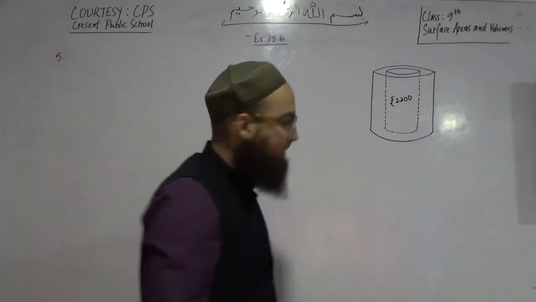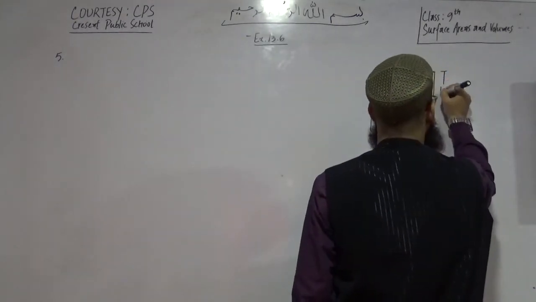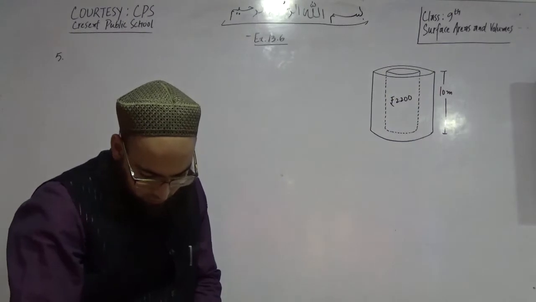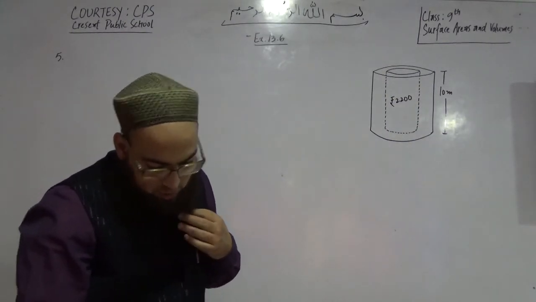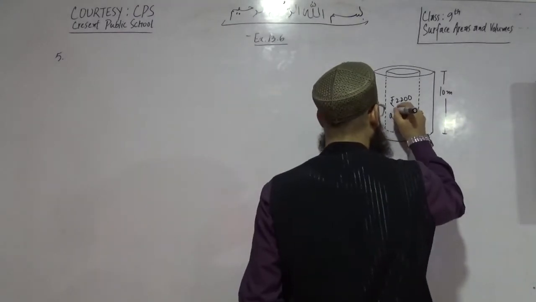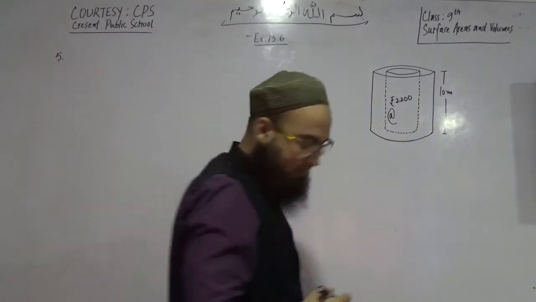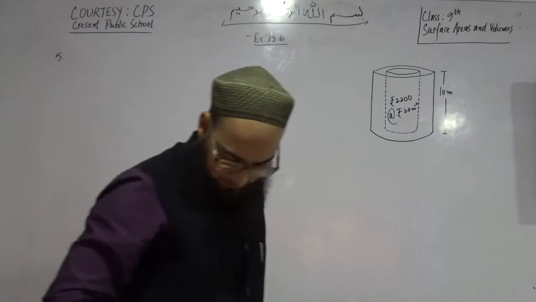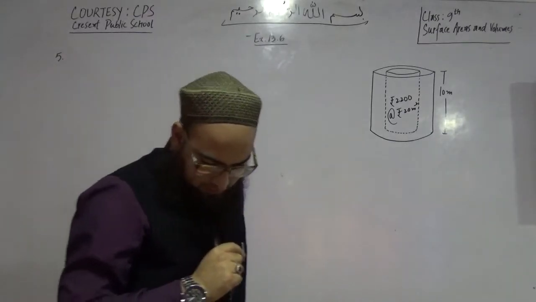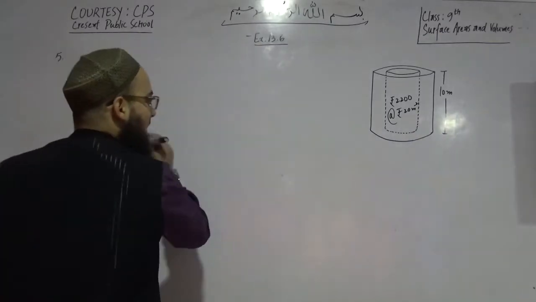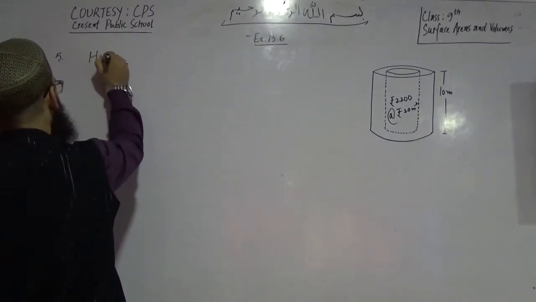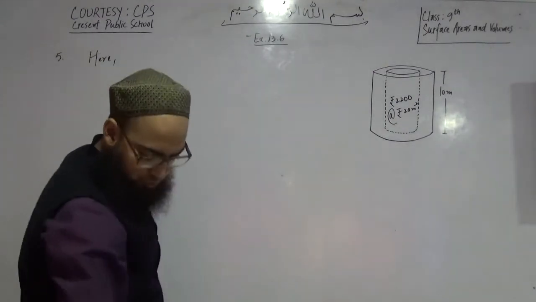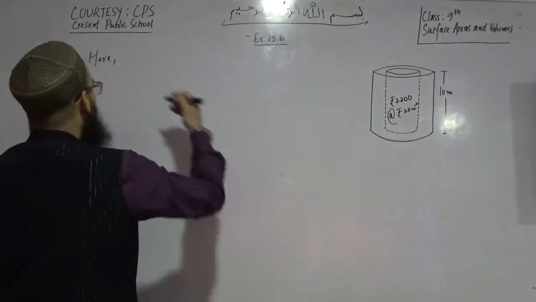Say it is 10 meter deep. 10 meter deep means height is 10 meter. If the cost of the painting is at the rate of rupees 20 per square meter, then find the inner curved surface area of the vessel. Let us see how. Here you don't know the radius, you know the height.